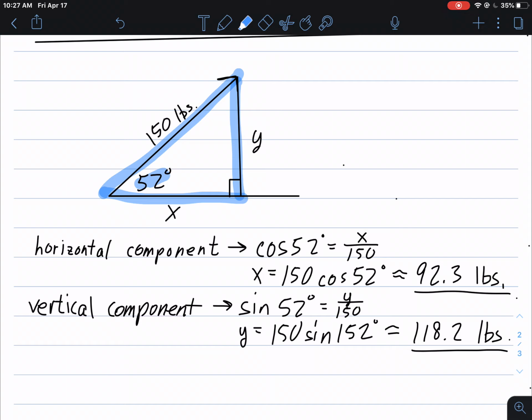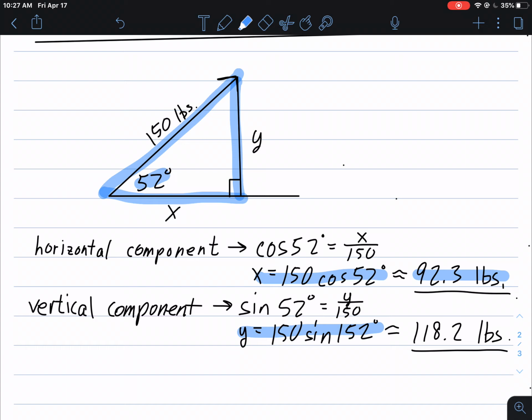So however you want to get there, I've got cosine of 52 is x over 150. So x is 150 times the cosine of 52, which gives you approximately 92.3. Our units there was pounds. That was the magnitude of our resultant, 150 pounds. So our components are also going to carry the same units. And then for our vertical component, we've got the sine of 52, which would be y over 150, right? Opposite over hypotenuse. So y then is 150 sine of 52.